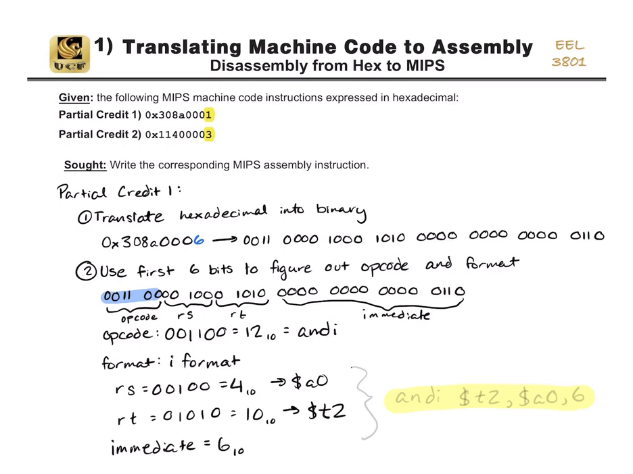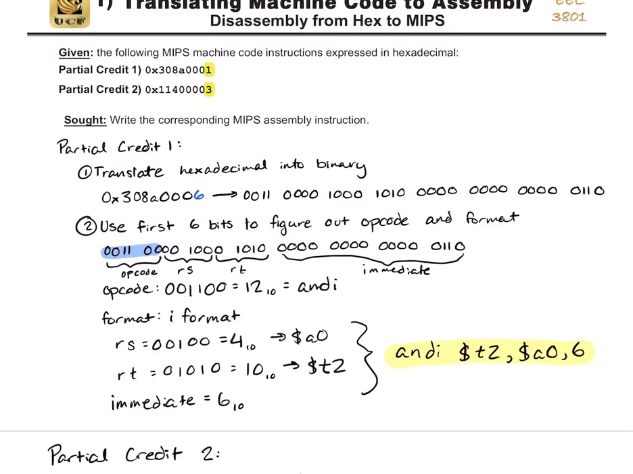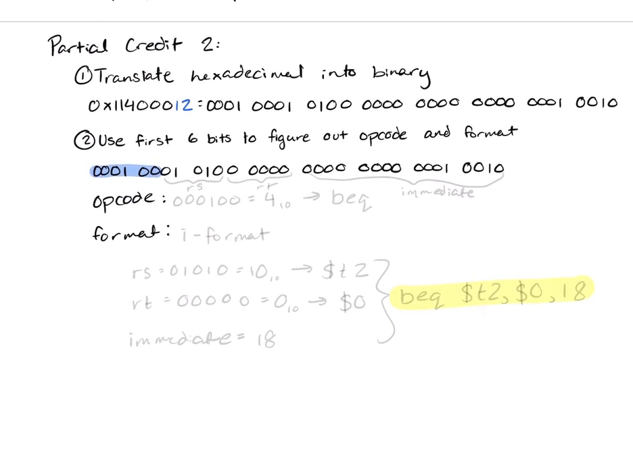And so this all translates into the instruction AND immediate, T2, A0, 6. Partial credit 2 is solved in a very similar way, where we start by translating the hexadecimal value into binary, and then use the first 6 bits to figure out the opcode and format.